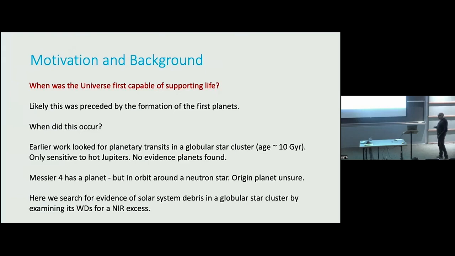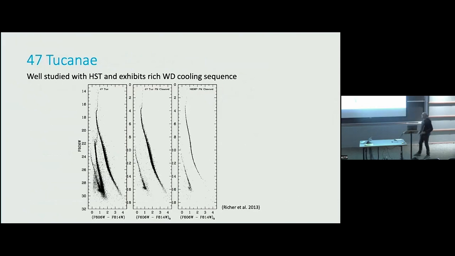So in this program, we decided to look for evidence of debris in a globular cluster around white dwarfs by examining the white dwarfs for an infrared excess. Here's some work we did, which is critical background work because we couldn't do this unless we had this information. These are some very deep HST color magnitude diagrams of 47 Tucanae, which we've been working on more or less for the last 20 years.